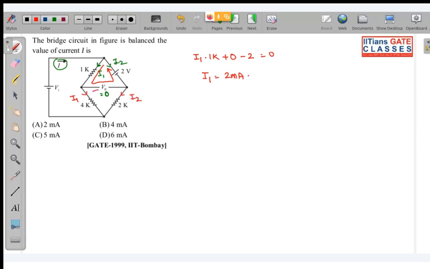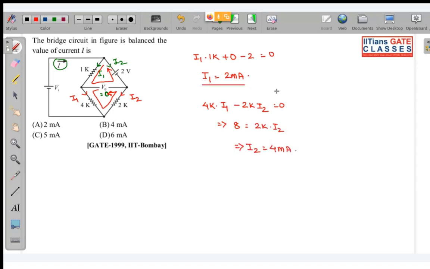Once again, apply KVL in this loop, in this direction. It will be 4 kilo ohm into I1 plus, sorry, you can see now I am going in a direction opposite to the direction of current, so this will be minus 2 kilo ohm into I2 is equal to 0. I1 I already know is 2 milliampere. Milli and kilo cancel out each other, so this will be 8 is equal to 2 kilo ohm into I2. So I2 is equal to 4 milliampere.